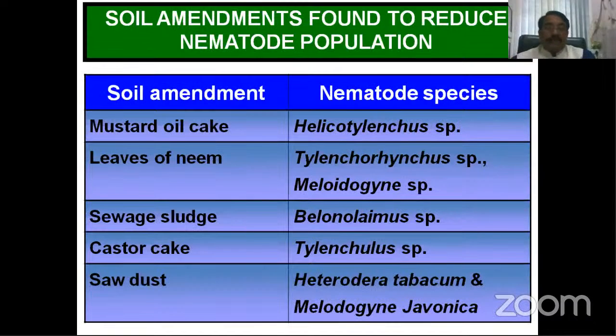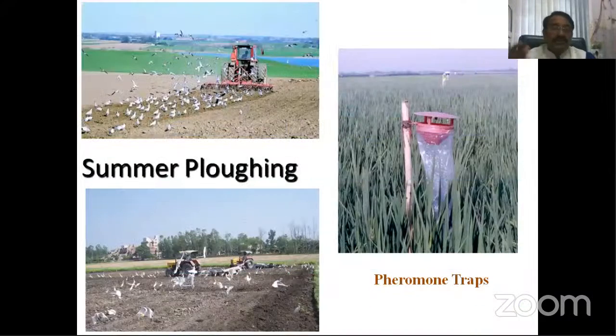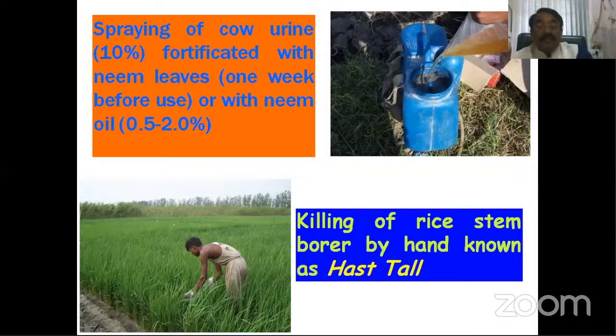Then for insect management, there are soil amendments, cakes. They are very much responsible for nematode management and also for termite management. Then summer plowing, as everybody knows. Then the pheromone trap. These are all management systems, along with spraying of cow urine fortified with neem leaf. This is very unique: if we spray even at 15 days interval, we will be able to control almost all the insects in almost all the crops.